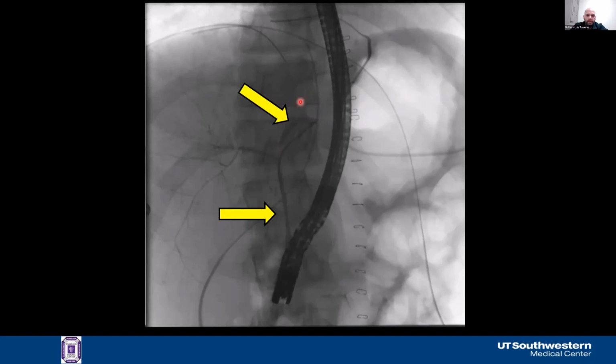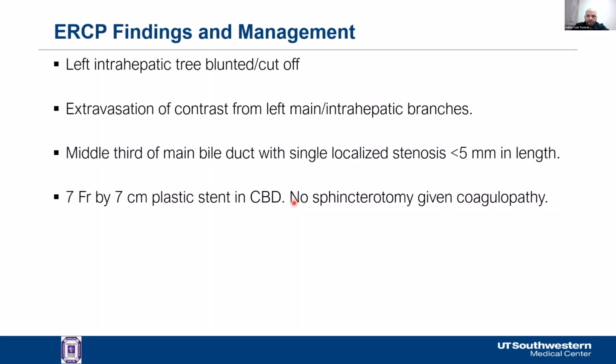The patient has a plastic stent placed in the common bile duct to try to decrease the pressure from the left hepatic duct and to try to relieve this stenotic segment here. Given the patient's coagulopathy, there's no sphincterotomy. And this slide pretty much just describes all that I just mentioned.